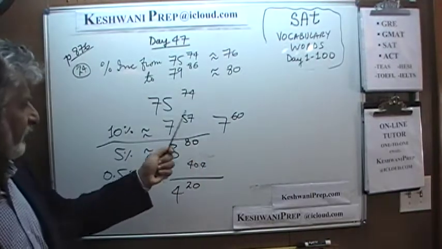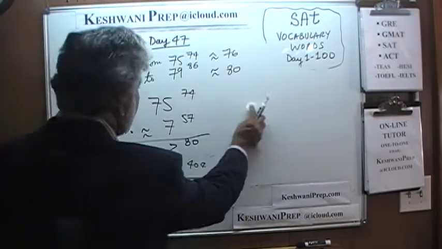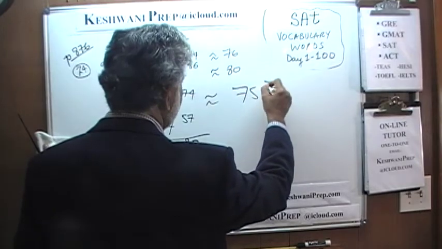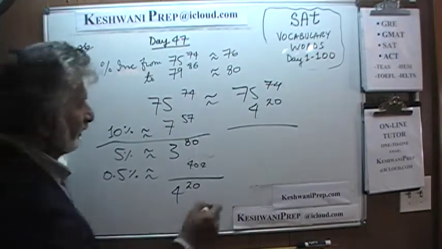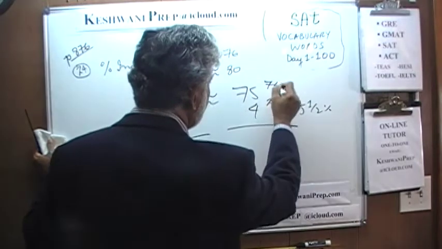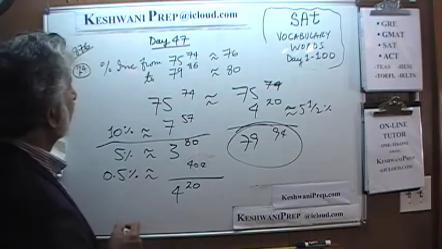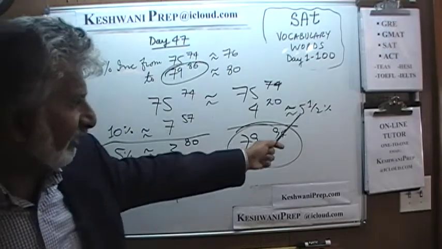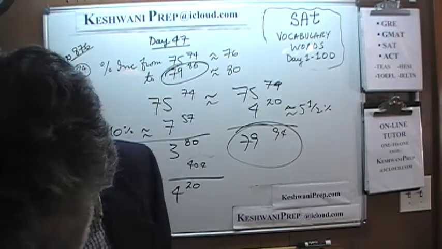Let's add that to the original amount. The original amount is right here, 75.74, which we're pretending is 75, and 4.20, which is 5.5%. This is approximately 5.5%. Let's add them up. We get 79.94, instead of 79.86, and the reason is because it is not 5.5%, it's 5.4%. The answer is D.